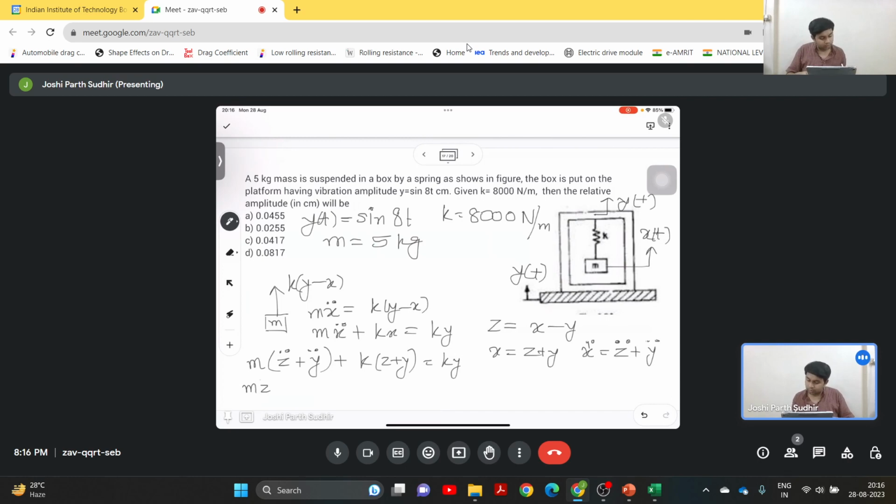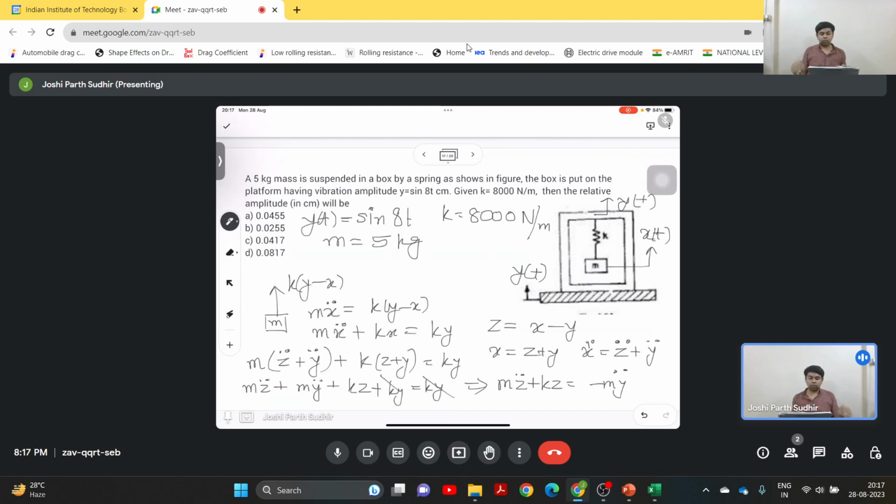So therefore m z double dot plus m y double dot plus kz plus ky is equal to ky. So the term ky gets cancelled. Therefore we get the equation as m z double dot plus kz is equal to minus m y double dot. So this represents the forced oscillation because of m y double dot.